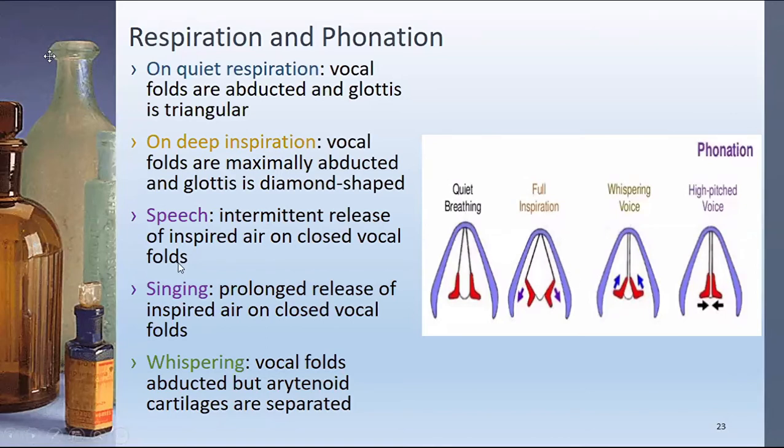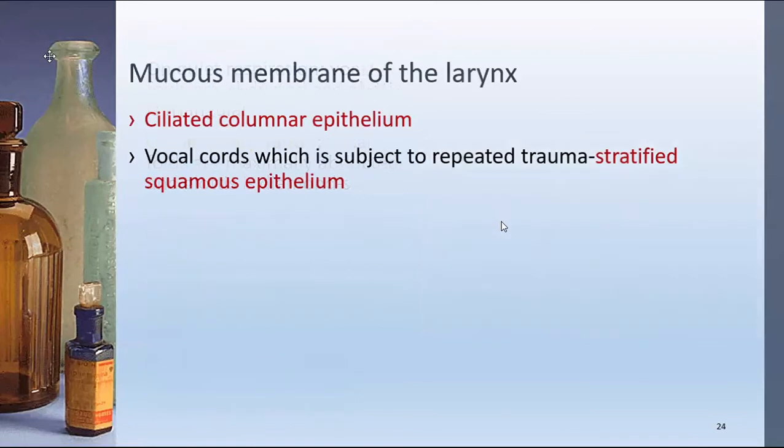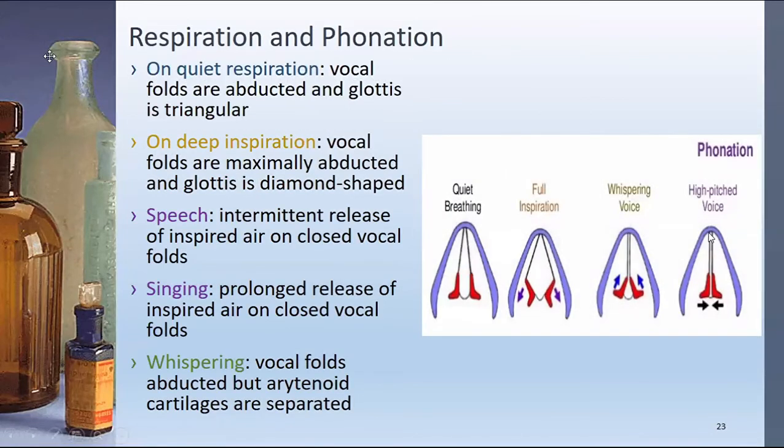Now in speech and singing, this is how your glottis appears. The arytenoids are opposed together. The vocal folds are also opposed together. So when you speak, there is intermittent release. Intermittent release on a closed vocal cord will produce speech, and prolonged release on a closed vocal cord will produce singing. They are both closed. Speech is intermittent, singing is prolonged.